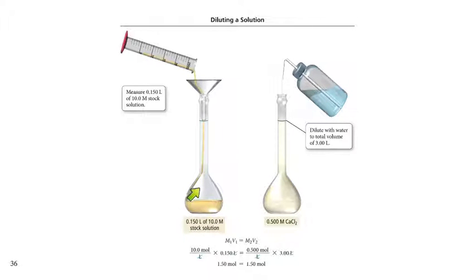I would add water up to here, mix it as best I can, and then continue adding water again until the bottom of the meniscus is right at that line. Then you stopper the flask.